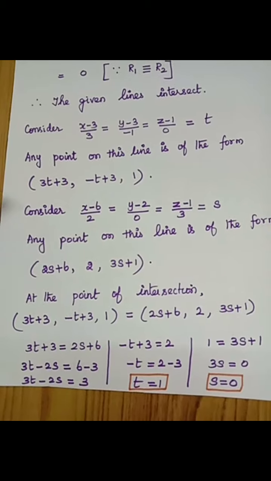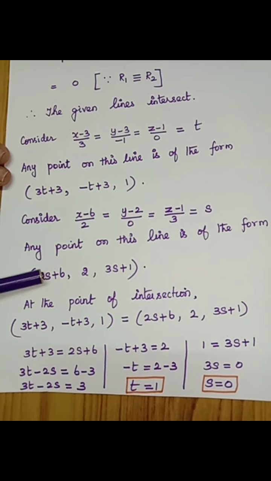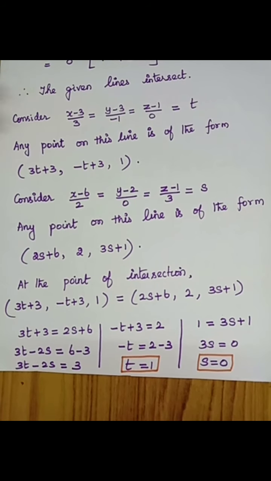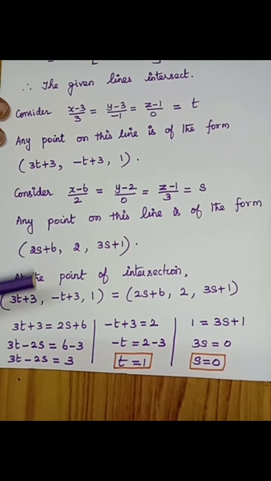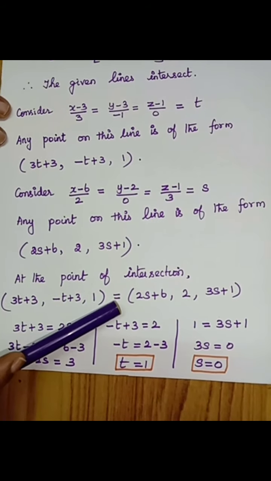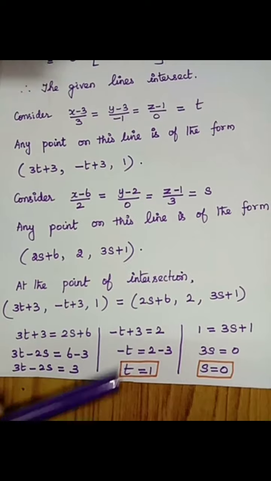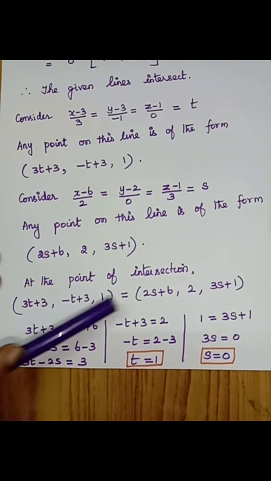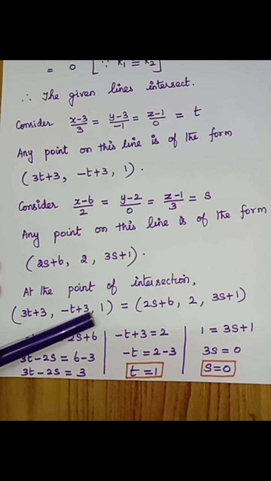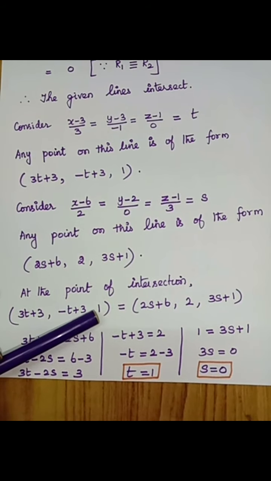So after finding the point on this line, at the point of intersection, both points are the same. Okay, so at the point of intersection, you will get a single point. So we are equating the coordinates of both the points. So (3t plus 3, minus t plus 3, 1) is equal to (2s plus 6, 2, 3s plus 1). You have to equate both the points. Okay, so the x coordinate has to be equated. So 3t plus 3 is equal to 2s plus 6.